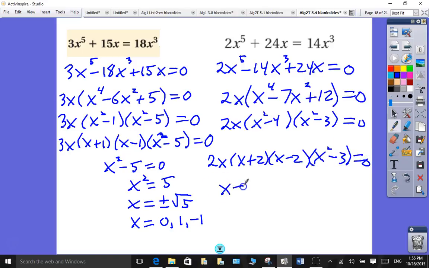So the answers are, what is it that comes from that x in front here? It's a 0, right? And then the next factor gives us a -2, and the next factor gives us a +2, and the next factor gives us plus or minus the square root of 3. Simple.